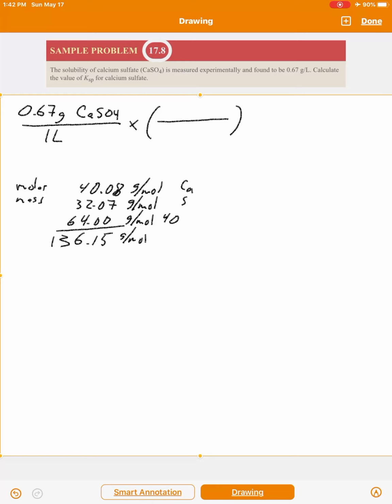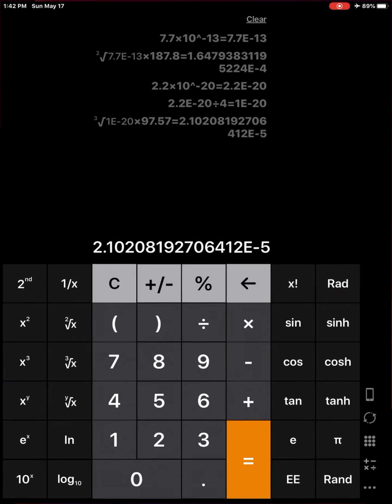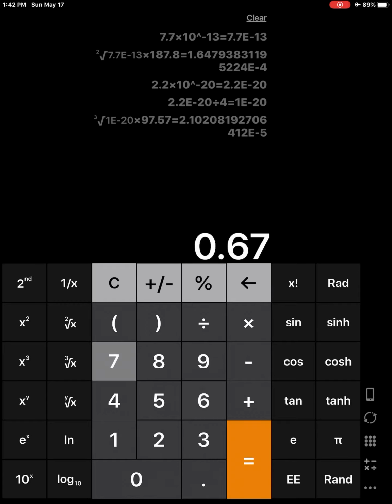That means that it's 1 mole of calcium sulfate for every 136.15 grams of calcium sulfate. So the grams cancel and you've got moles per liter. So that's the first step, to convert it to moles per liter from grams per liter. So 0.67 divided by 136.15.